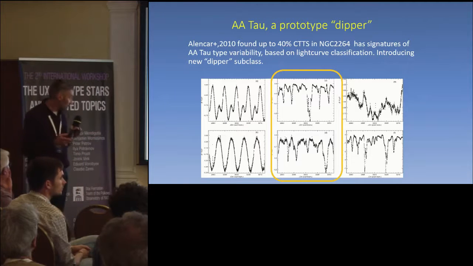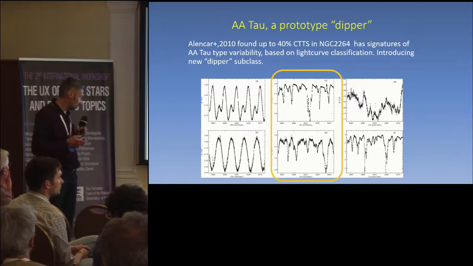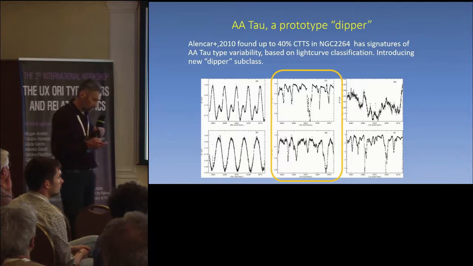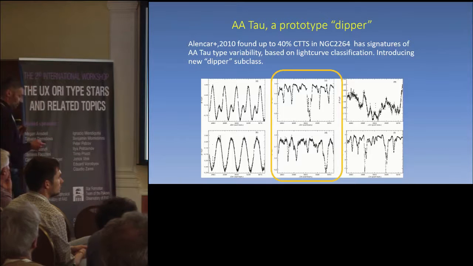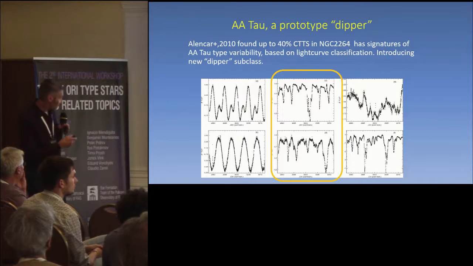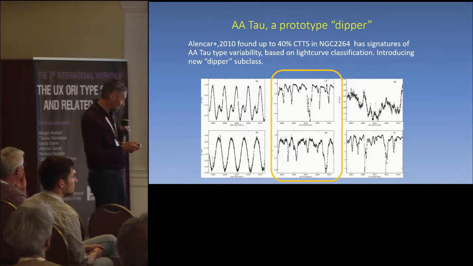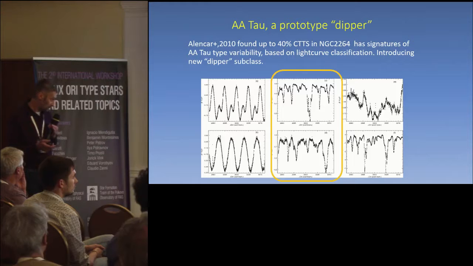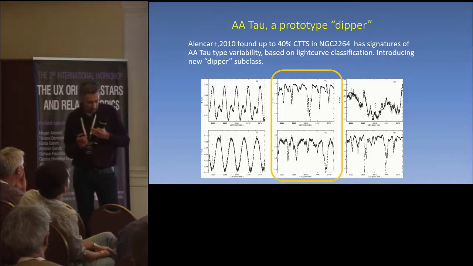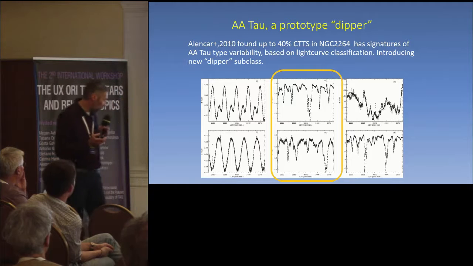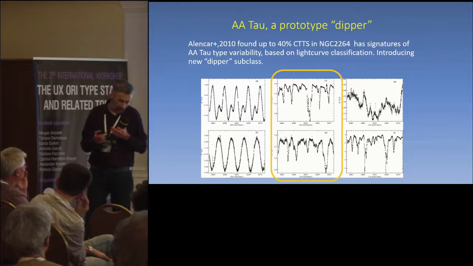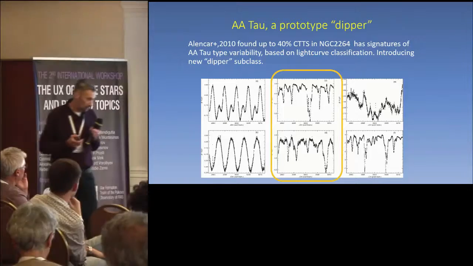Later, it was found that this type of variability is very common and probably the most common among classical T Tauri stars. This was in a paper by Alencar and others. The classification is based only on the classification of light curves. That means that we are not sure that all the so-called dippers are exactly analogs of AA Tauri itself, but they have very similar light curves.